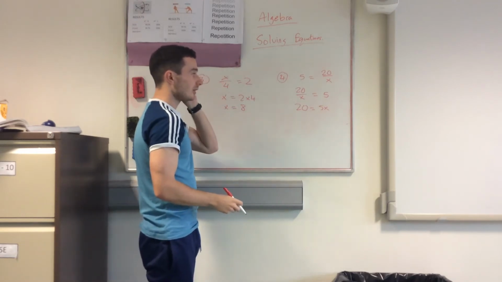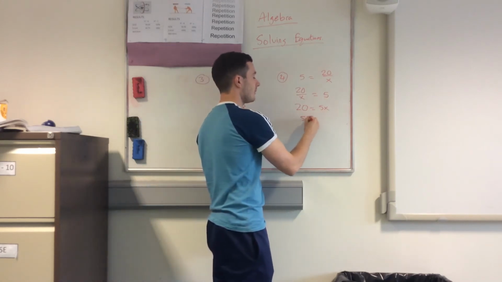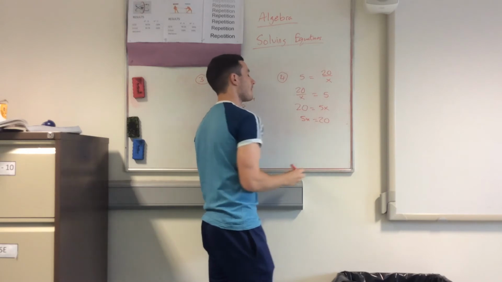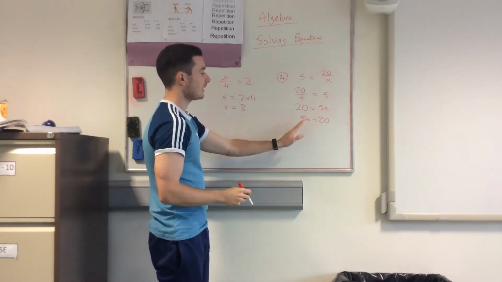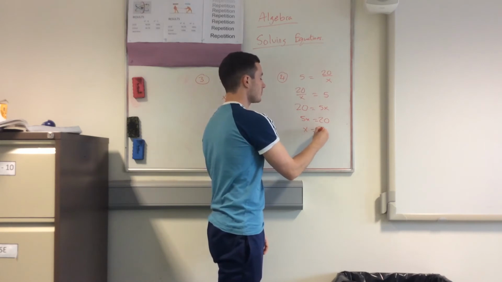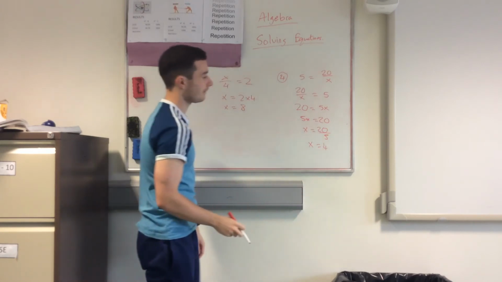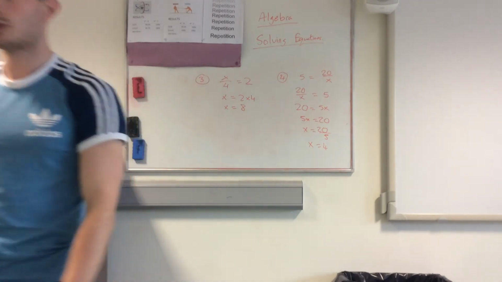All right. Now, I've got my x on the right hand side again, so I'm going to swap them over again. 5x equals 20. And if 5x equals 20, my 5 is multiplied by x, so 5 comes across and is divided. x equals 20 divided by 5, x equals 4. All right. So make sure you've got all those done.